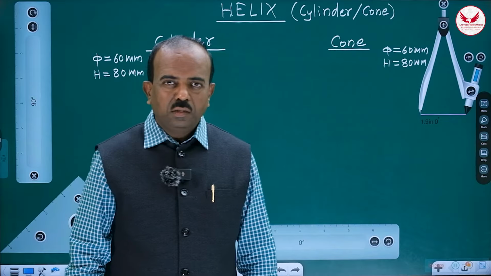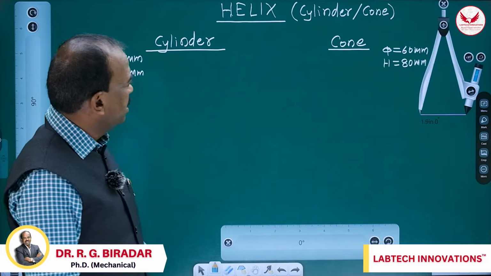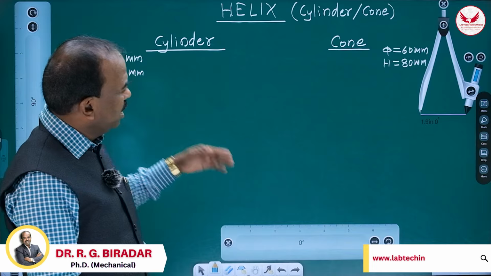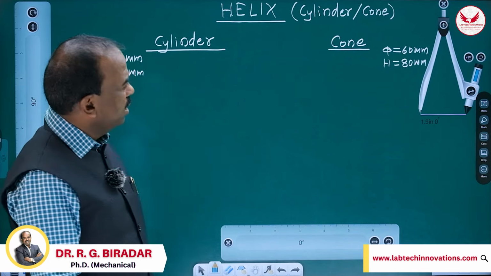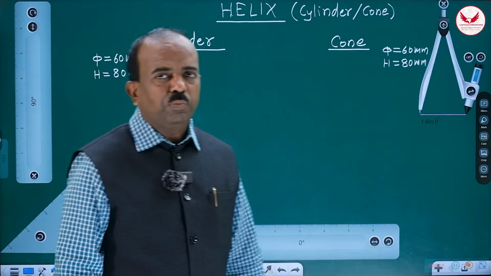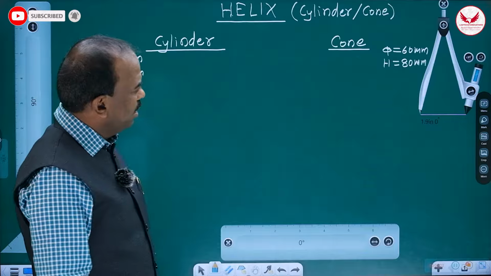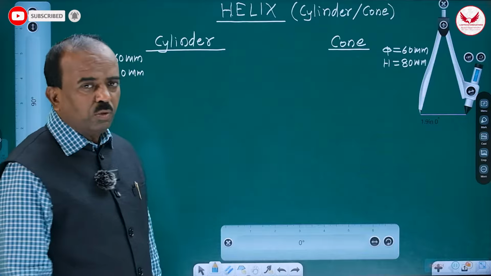Hello students, today we'll see one more engineering curve, that is helix, and we'll take simultaneously helix on cylinder as well as helix on cone. So these are similar, so that advantage you will be having, but in the exam one of them will be asked, and the data required for both is going to be what?